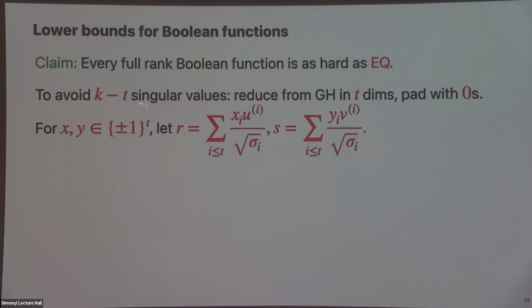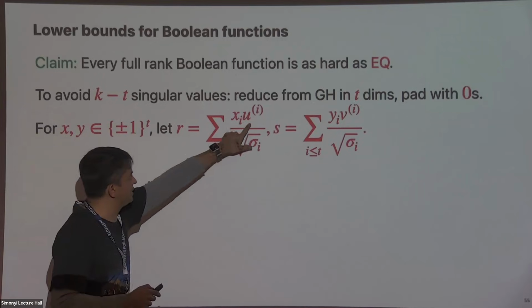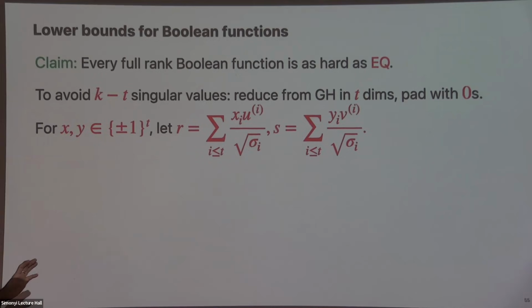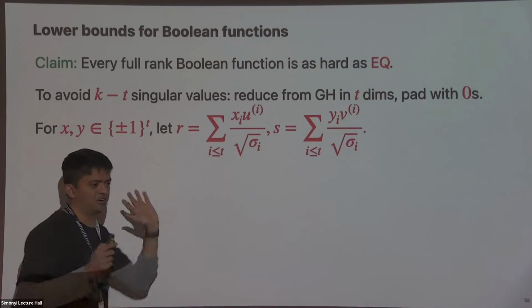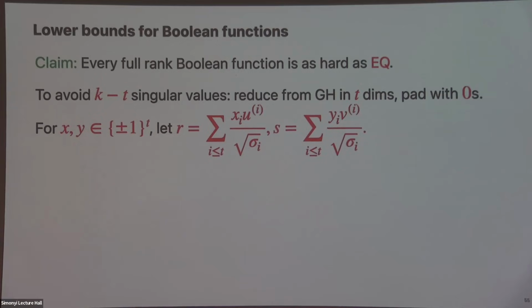So here is a statement. If the bottom k minus t singular values don't look good to you, then reduce from gap Hamming in just t dimensions, padded with zeros. So we'll start with x, y in plus/minus 1 raised to t, and we'll just take the summation of x_i u_i by square root sigma_i, right? What happened to the other singular values? Well, x_i was 0 for all of them, so they just never showed up in my summation.